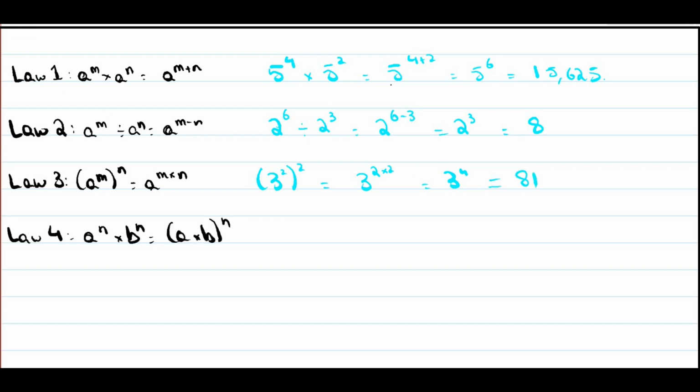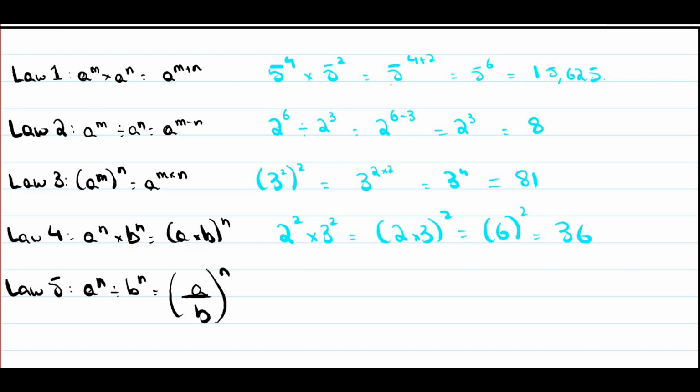Moving on to law 4, which is a^n multiplied by b^n is equal to (a multiplied by b)^n. Now for example, what if you have different numbers and the powers are the same? For example, 2^2 multiplied by 3^2. So what will you do? Bracket 2 multiplied by 3, you will take the power as the common, which is 2. So 6, because 2 3s are 6, raised to power 2, and your answer would be 36.